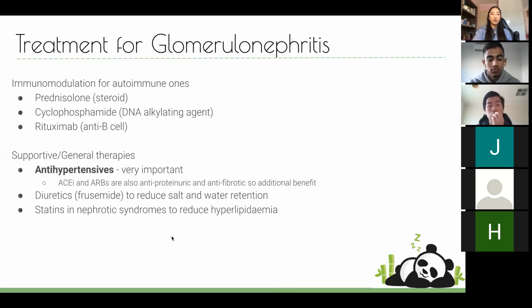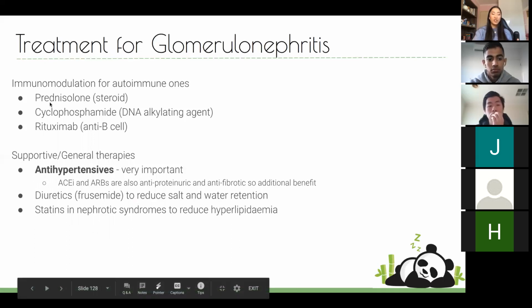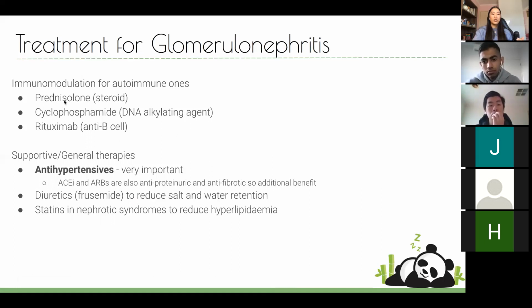This is your overview of treatment. You can probably guess prednisolone is number one. So it's all basically immunomodulation. So prednisolone, and then if that doesn't work, there are other agents that you can use, cyclophosphamide, rituximab. But again, it's a stepwise approach because you don't want to overdo it. If you're not going to use immunomodulation, or if they're not working, you want to also give supportive, general treatments. And the big one is antihypertensives.